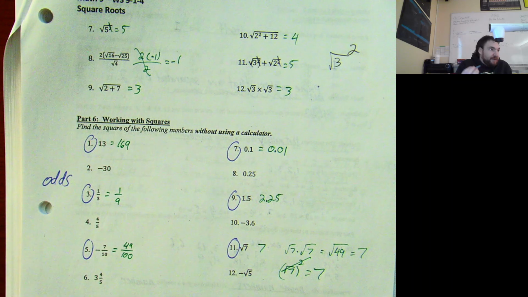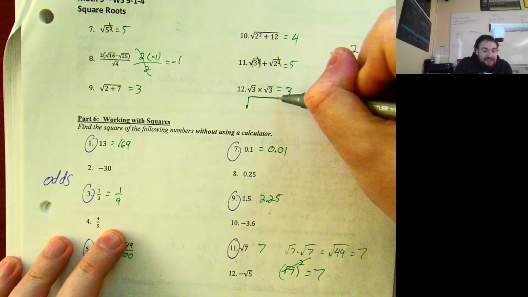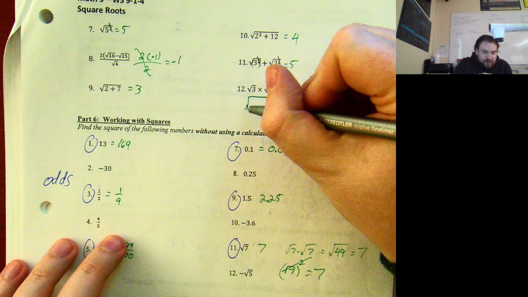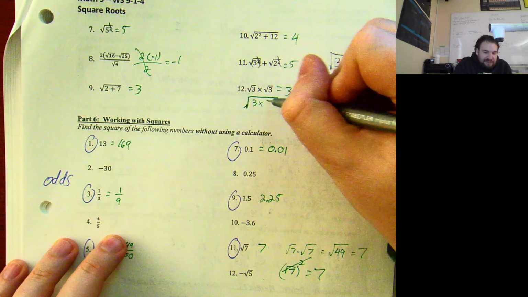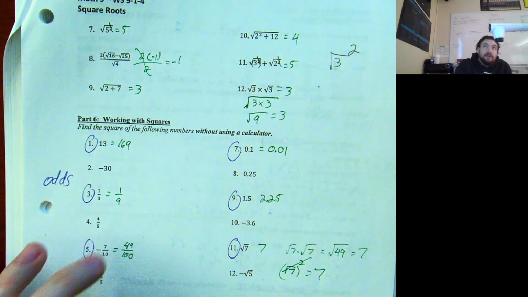This is similar to how I did 12, because there are 2 ways we can do 12. Root 3 times root 3 is the same thing. Because we split up fractions this way, we can do multiplication this way too. That's just going to be the square root of 3 times 3. Well, 3 times 3 is 9, so this is just going to be the square root of 9, which is just 3.